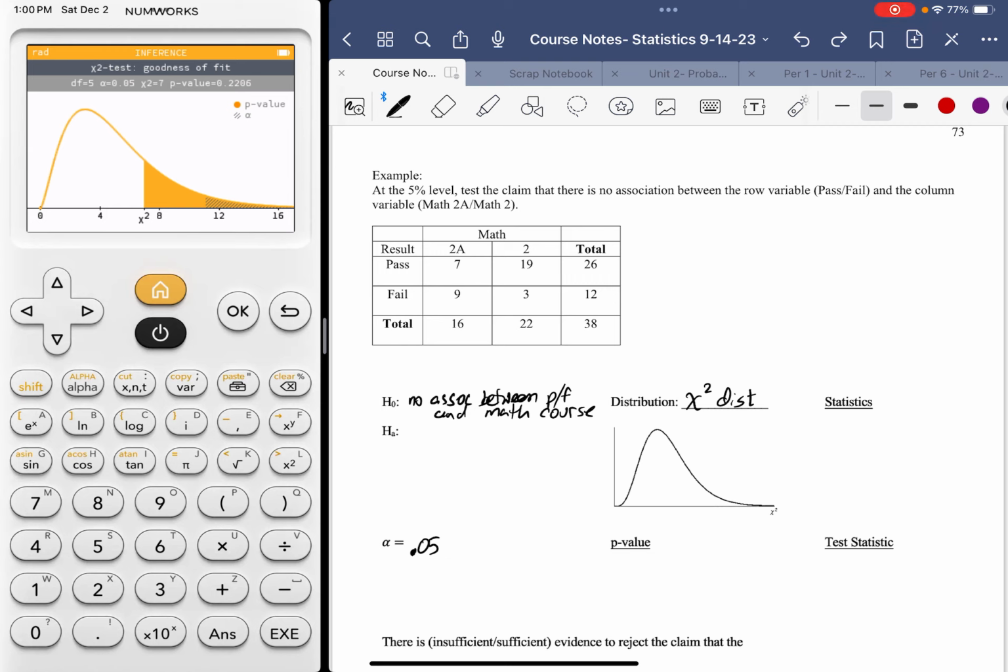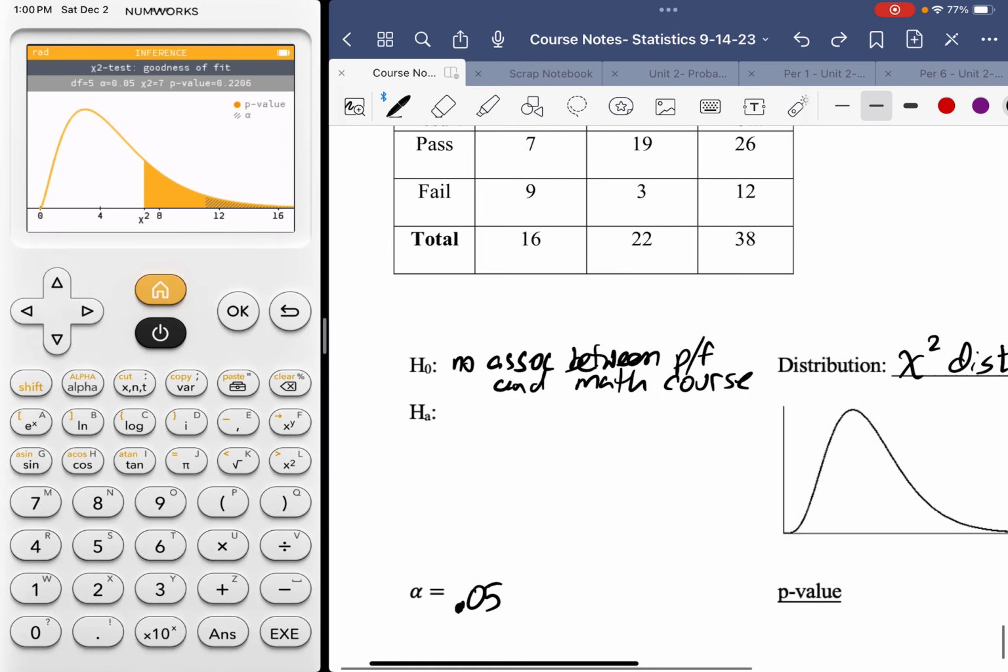Basically, it's kind of getting at the idea of, is one variable a cause of the other, right? So if I am a 2A student, am I more likely to fail? But then you look at it and say, well, am I in the 2A class because I'm more likely to fail? We don't know, but that's where the analysis comes into play. The alternative is that there's some association between pass, fail, and math course. So some association is good enough.